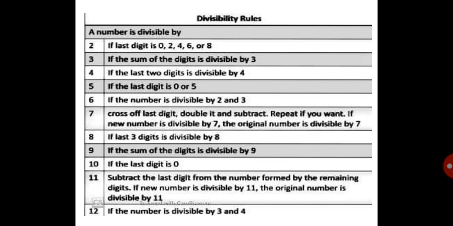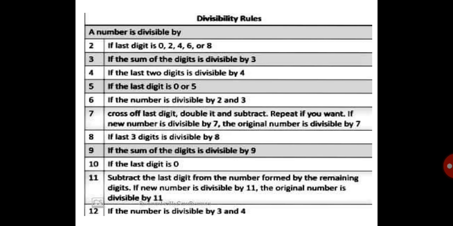If the sum of the digits is divisible by 3, then the number is also divisible by 3. Now I will take one example, that is 219. 2 plus 1 plus 9 equals 12, divided by 3 equals 4. Here 219 is divisible by 3.